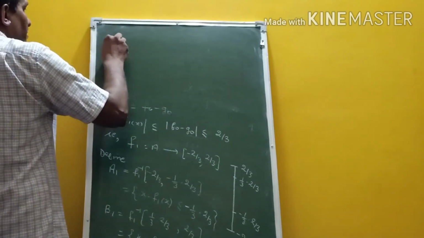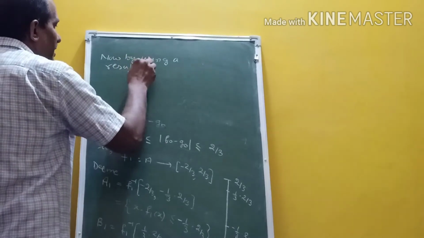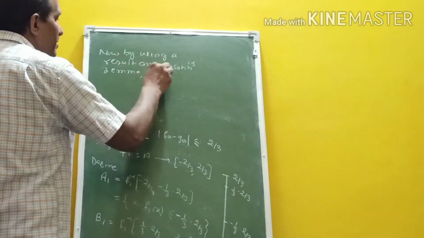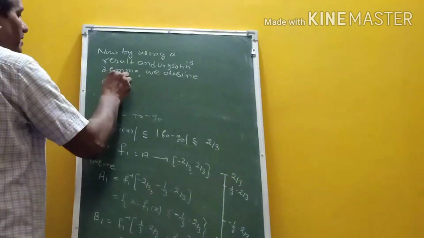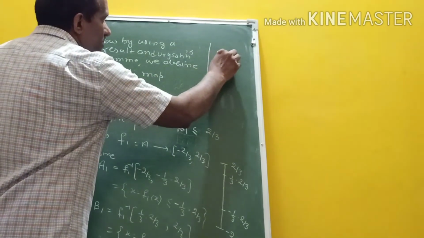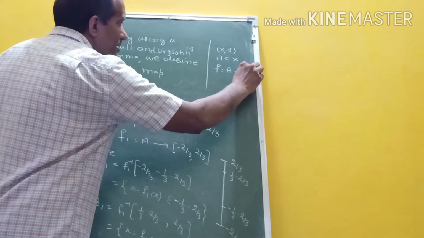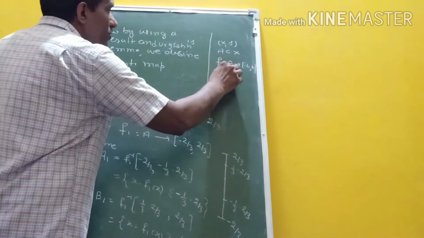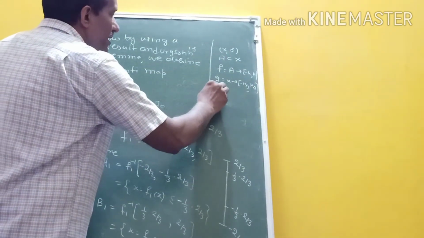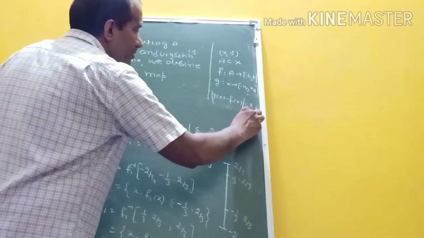Now by using a result as we have stated earlier, and Urysohn's lemma, we define a continuous map. The result is that X is a topological space, A is a closed subset of X. Assume that F is a continuous mapping from A to minus K to K, then there exists a continuous map G from the whole space X to minus K by 3 to K by 3, such that the absolute value of G of x minus F of x is less than or equal to 2 by 3 K for all x belonging to A.